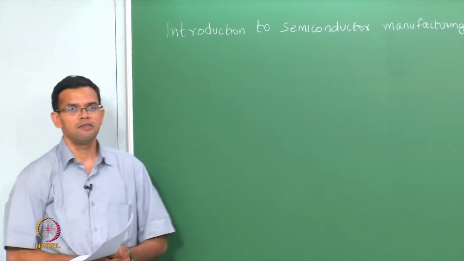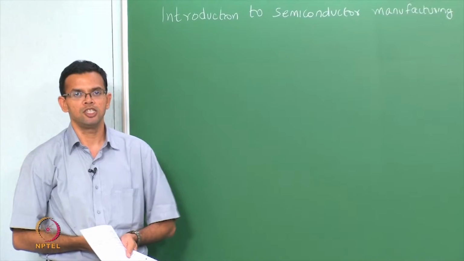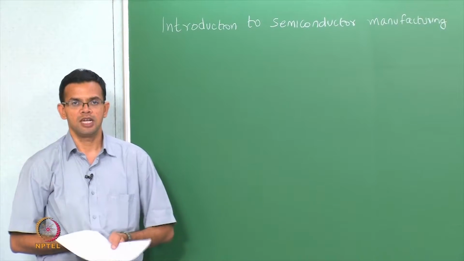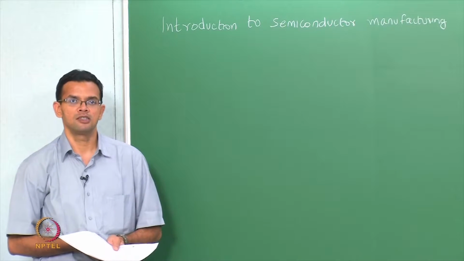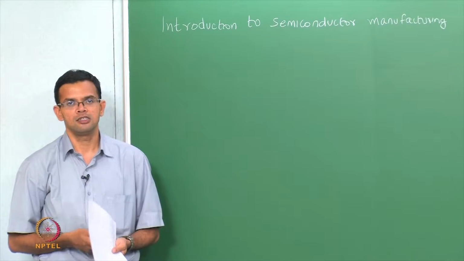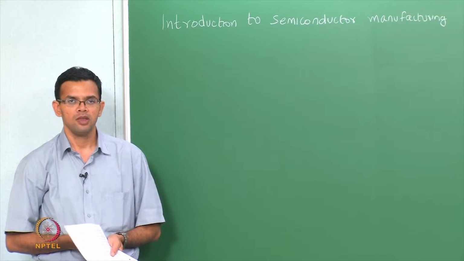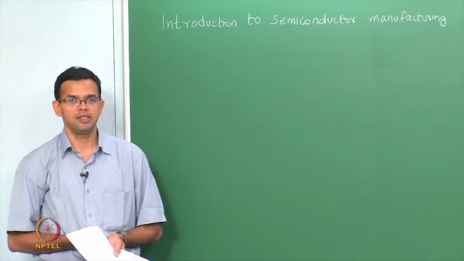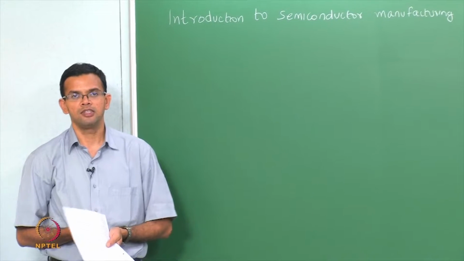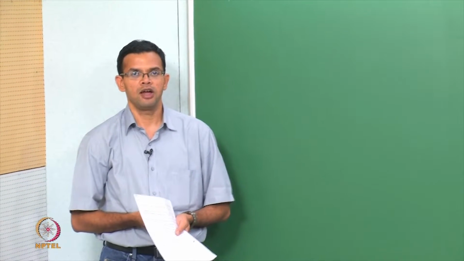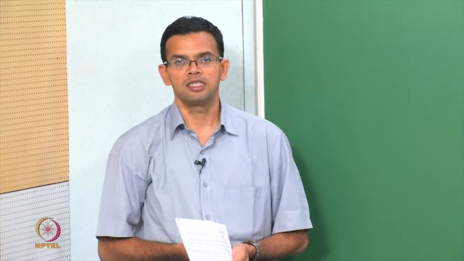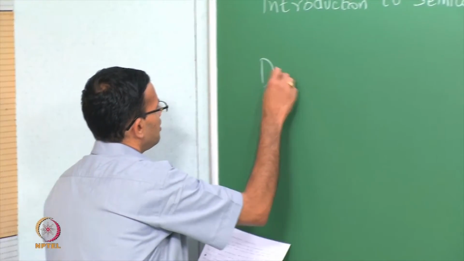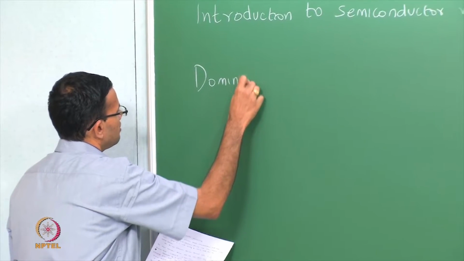When we looked at devices, we started with simple p-n junctions, we then went on to transistors, and we also looked at a variety of optoelectronic devices like LEDs, lasers, solar cells and so on. A wide variety of materials are used, especially in optoelectronic devices where you have heterostructures. A wide variety of materials based on gallium arsenide is used, but the dominant material in the semiconductor industry is silicon.